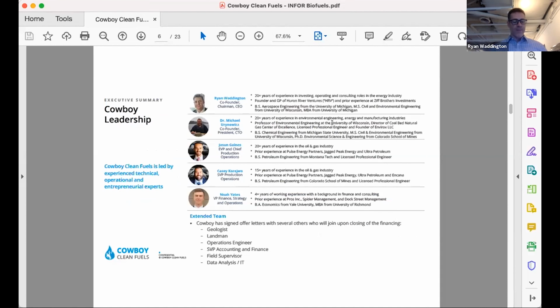A little bit more on the team. Our core team is five people. It's very lean, including my co-founder, who's also our CTO and the inventor of the technology. He's a professor at the University of Wyoming. We have two experienced petroleum engineers on the team. We also have several other experienced professionals committed to join as soon as we close the financing in key areas like geology and operations, et cetera.